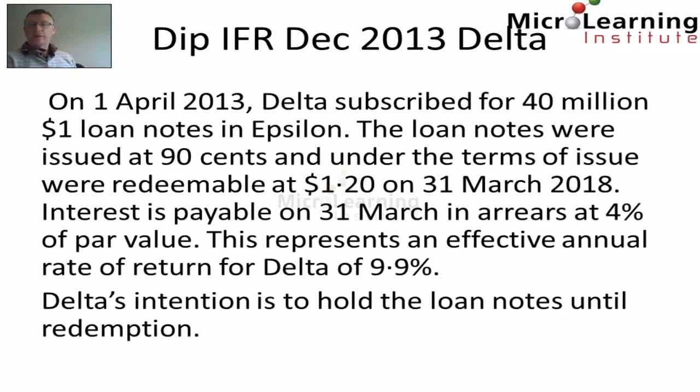On the 1st of April 2013, Delta subscribed for $40 million $1 loan notes in Epsilon. The loan notes were issued at 90 cents and under the terms of issue were redeemable at $1.20 on the 31st of March 2018. Interest is payable by Epsilon on the 31st of March in arrears at 4% of the par value. This represents an effective annual rate of return for Delta of 9.9%. Delta's intention is to hold the loan notes until redemption.